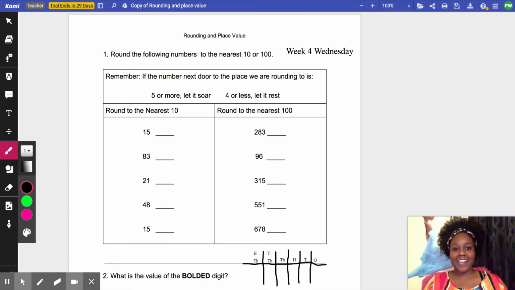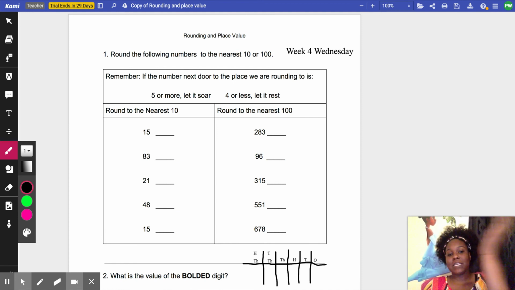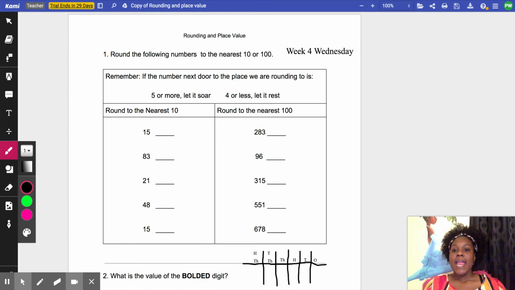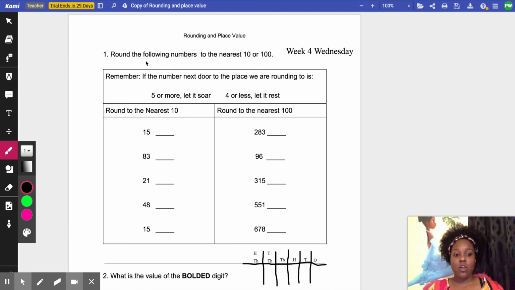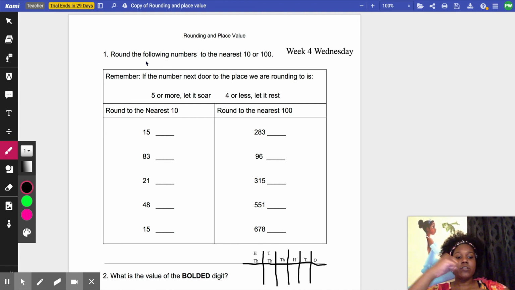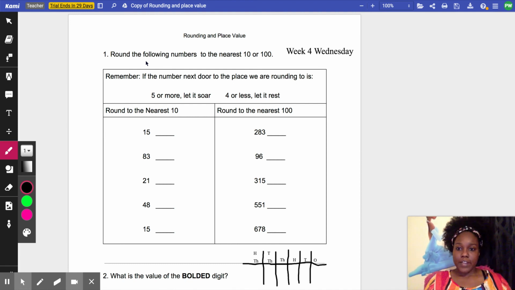I'm Miss Walker, and in this video, I'm going over week 4, Wednesday, where we are rounding and working on place value. This is going back to the beginning of the year, things that we learned. And the first part says round the following numbers to the nearest 10 or 100. And when we say round, we do like this, round, right?